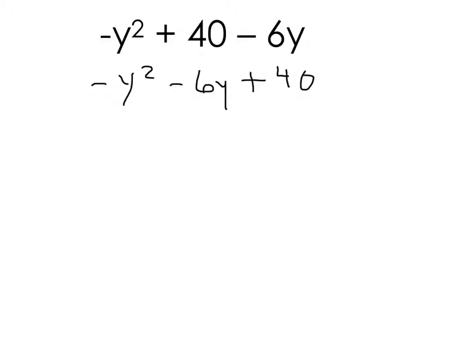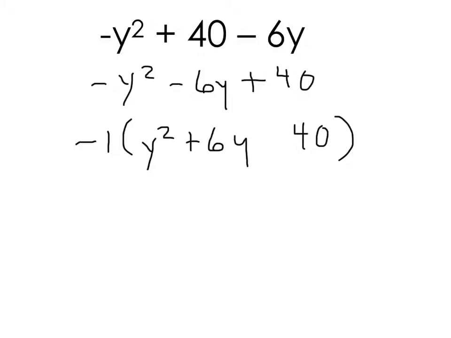So now I don't like it because I don't like that there's a negative in front of that y squared. I want to factor out a common factor of negative 1. What can I put in the parentheses so that when I multiply through by negative 1, I get negative y squared? Well, I need a y squared. What do I put here so I'll get negative 6y, plus 6y? And what do I put at the end so I'll get a positive 40? Negative 40, because a negative 1 times a negative 40 is a positive 40.